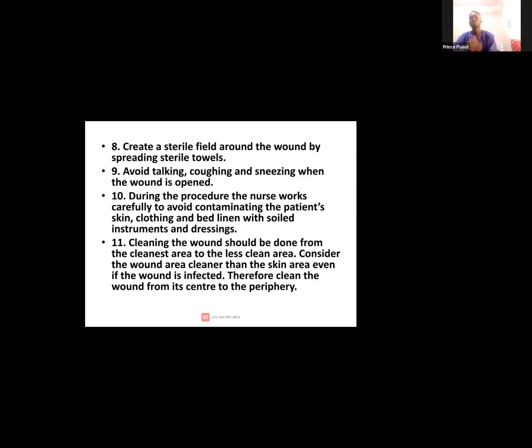Then when you are cleaning the wound, the cleaning should be done from the cleanest area to the less clean area. Now I was saying that if you imagine you have an injury like this, you don't clean from outside to inside. Instead, you clean from inside to what? To outside. So cleaning the wound should be done from the cleanest area to the less clean area. You consider the wound area cleaner than the skin area, even if the wound is infected. So therefore, you clean the wound from the center to the what? To the peripheral.